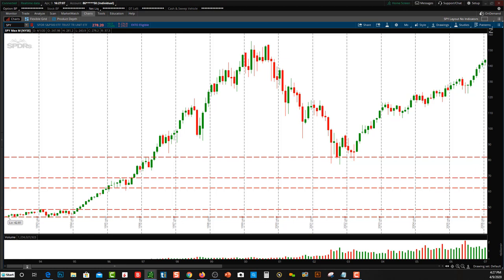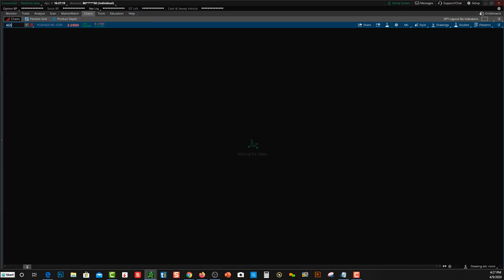Actually, let's take a look at one really quick. Give you an example of a penny stock. I'm going to chart this one after. So I haven't even looked at this daily chart. I just looked that it had a breakout today. So let's just take a look at AGS.